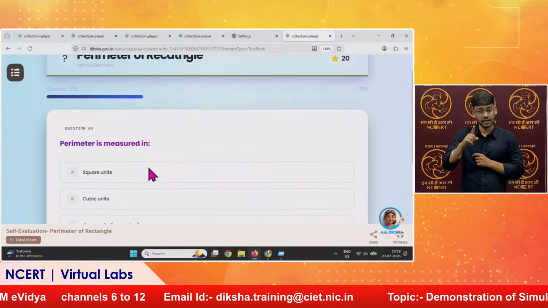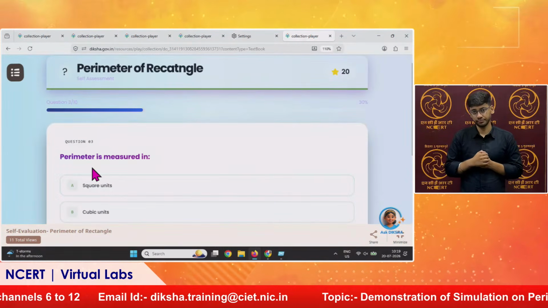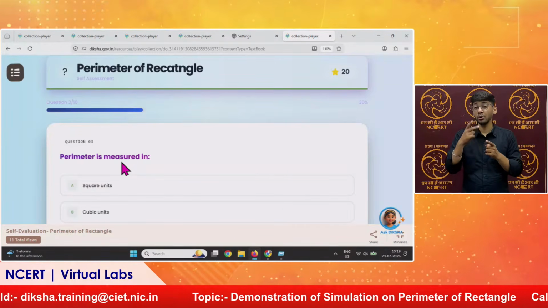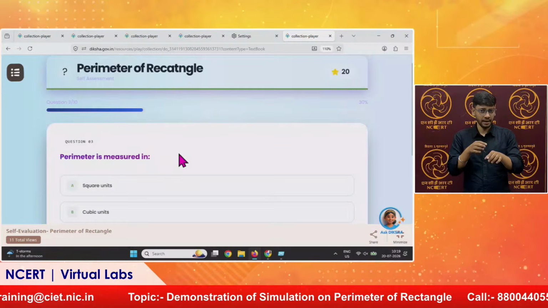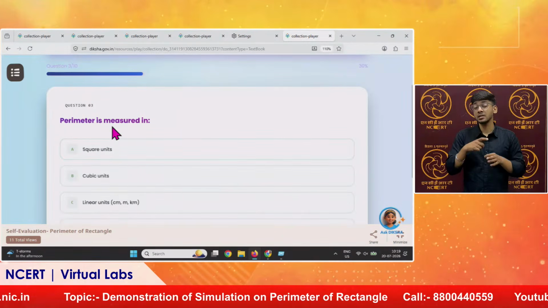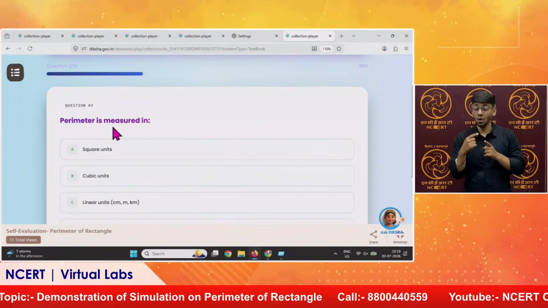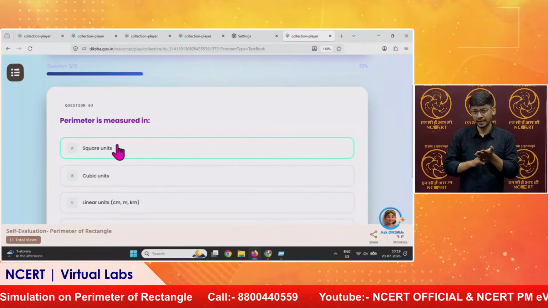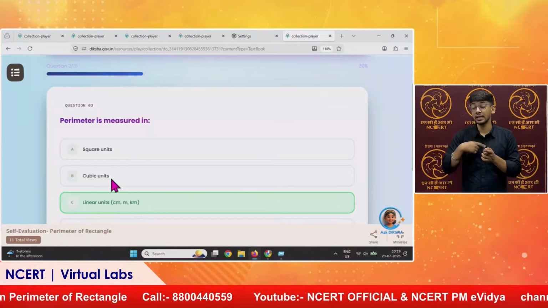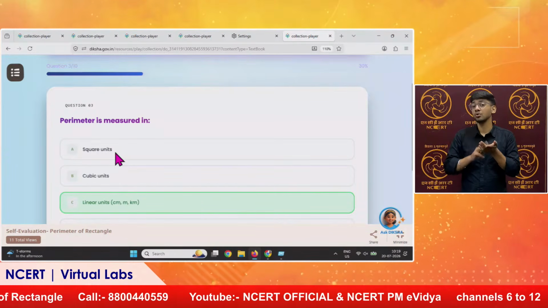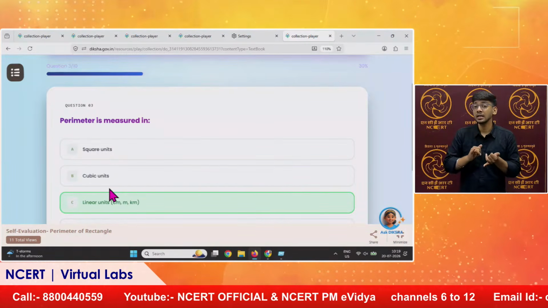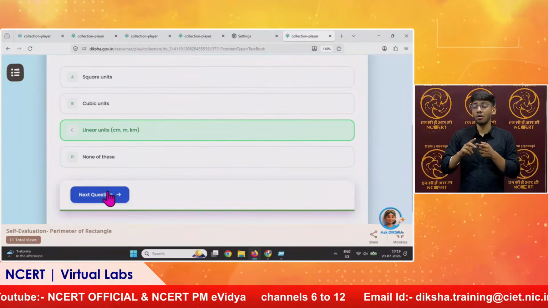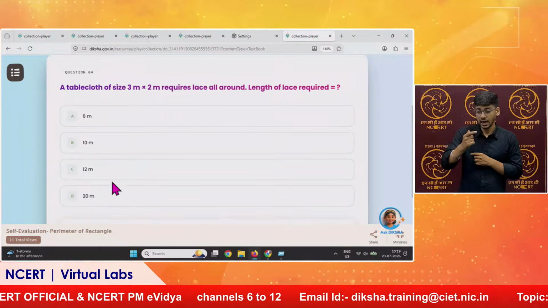And the next question says the perimeter is measured in. As I explained in the first, perimeter is only measured in linear units. It might be kilometer, it might be centimeter, it might be only meter. So it is a linear unit, and the square unit is for area, and the cube unit is for volume. So here we can see option C is correct. We are moving to the next one.